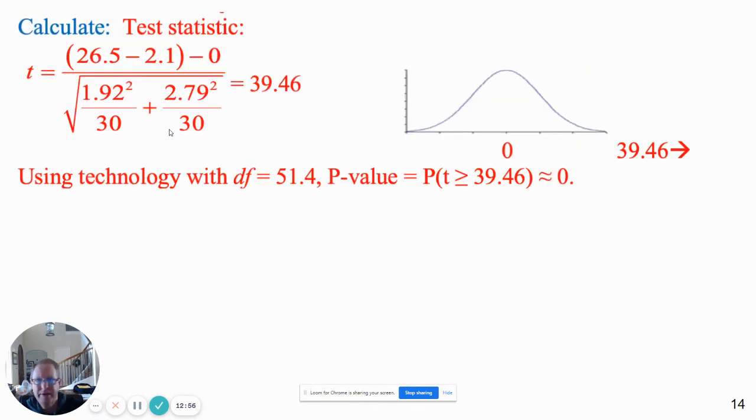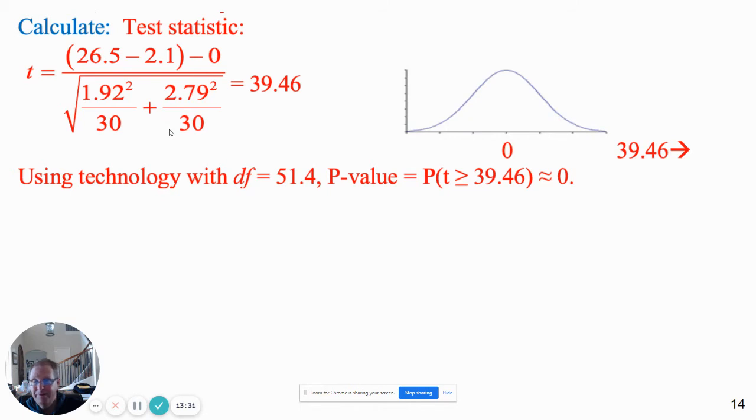So in the calculate section, I want you to write out the t-statistic. This is the formula for the t-statistic. So I have the mean of my first sample minus the mean of my second sample, and then minus, here's where I put my hypothesized value. My hypothesized value was 0. And I put that over my standard error.